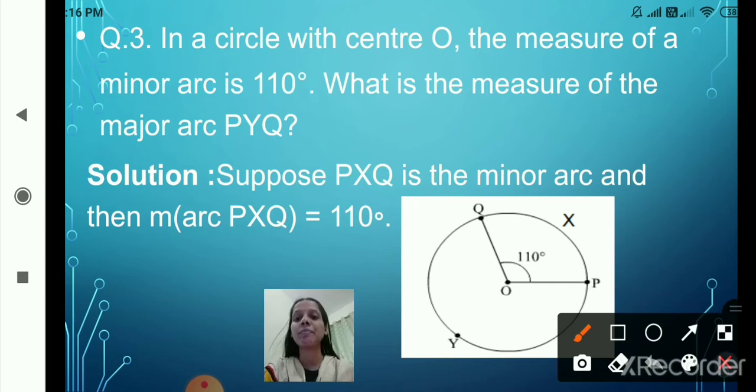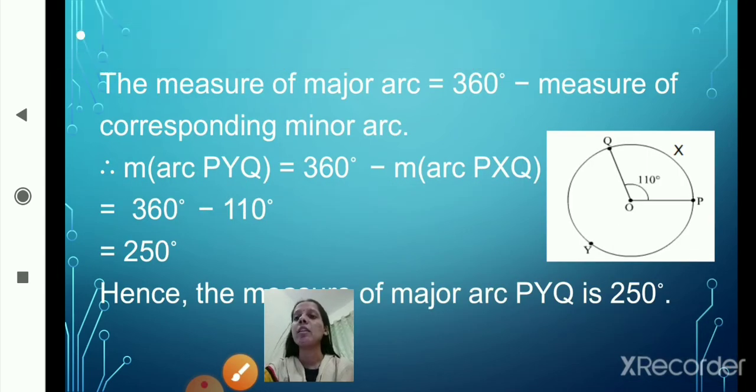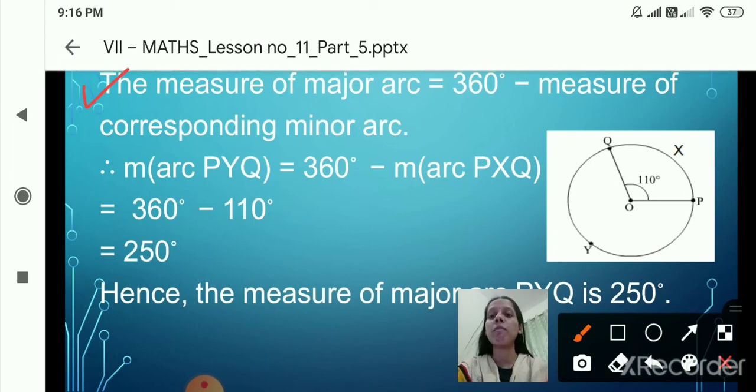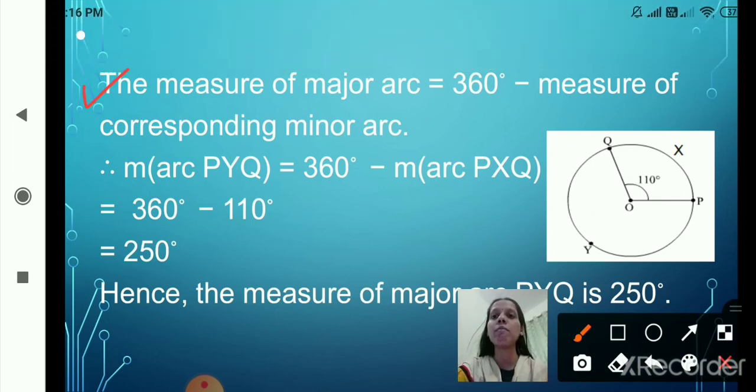Now the next step. What is the formula to find the major arc? The measure of major arc is equal to 360 degrees minus the measure of the corresponding minor arc. Yes, this is the formula. So what is the name of the major arc? That is PYQ. Arc PYQ is equal to 360 degrees minus the minor arc, that is PXQ. See, this is the minor arc PXQ and this is the major arc PYQ.